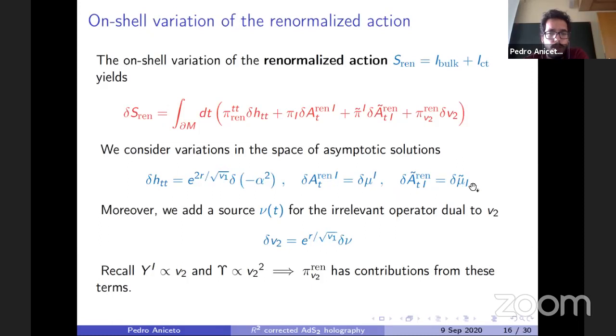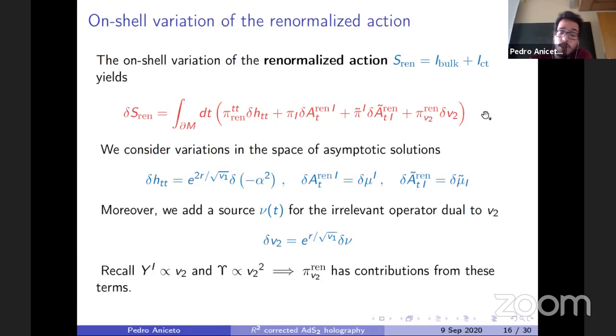So the Pfefferman-Graham gauge modes that were parameterizing these solutions, the leading ones at the boundary, are given by these expressions that are the ones being varied. You see here the chemical potentials, which is what we expected to obtain, of course. And we also will add a source nu that will be sourcing the irrelevant operator that is due to the dilaton, where of course you should recall now that since the other scalar fields were also depending on the dilaton, they also will end up giving contributions to this renormalized pi of V2.